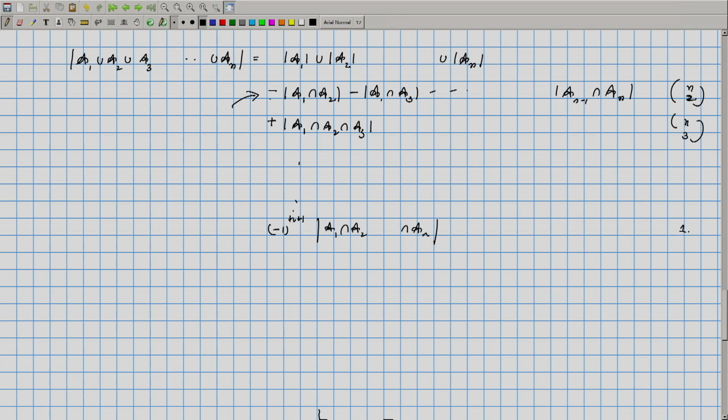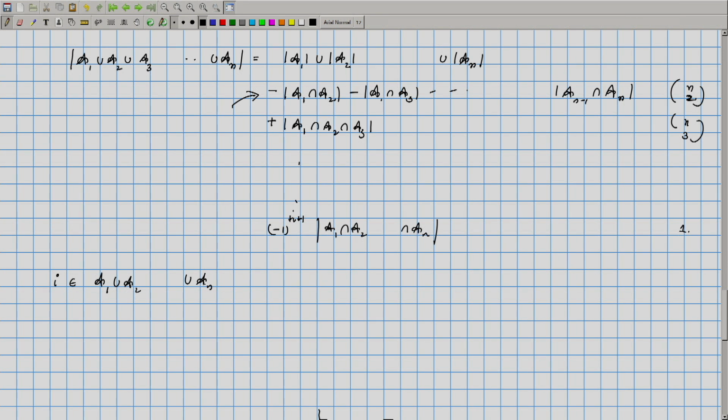So, what are we really doing here, and how do we know that this formula is really correct? We can look at each element, let us say i belonging to A1 union A2 union An. On the left hand side, each of those elements is counted exactly once, and we need to say that on the right side also each term is going to be counted exactly once.